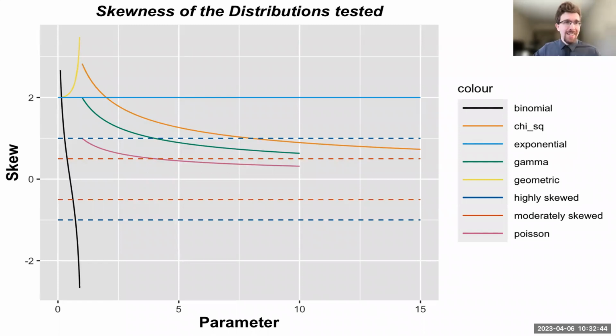I'm colorblind, so if I get one of these distributions wrong, please forgive me. I've been told this graph looks quite nice. I apologize in advance. But what's important here is a couple of things.